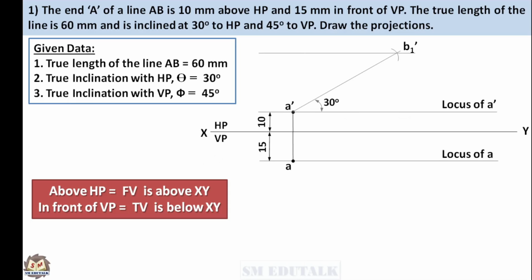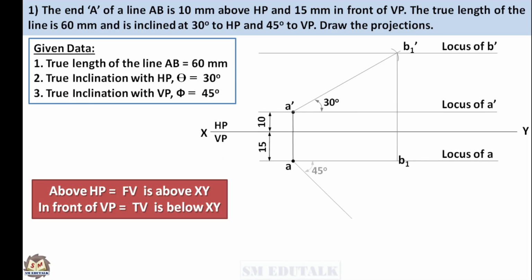Now, draw a horizontal thin line through the point B1 dash. This line is called the locus of B dash. Project point B1 dash to the locus of A vertically upward. You will get point B1.